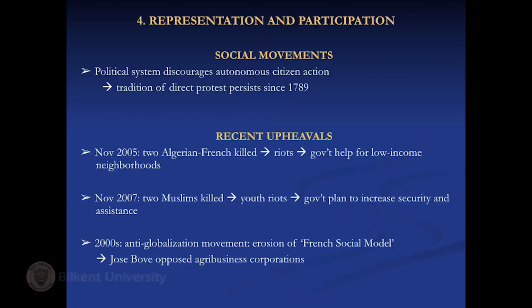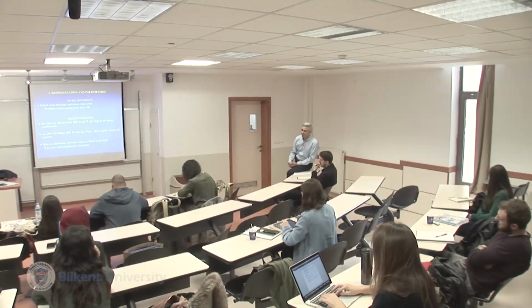So we've seen over the 2000s, in addition to these recent upheavals, massive mobilization, the anti-globalization movement over the erosion of the French social model, the French model of society. So people took to the streets. And before then, we've seen, of course, the streets of Paris taken up by masses, by thousands, in fact, hundreds of thousands against the Iraq war back in the early 2000s.